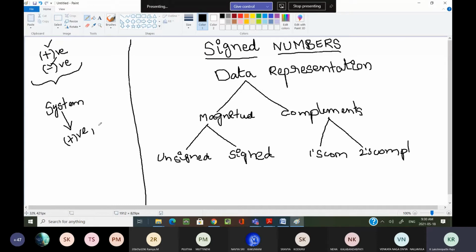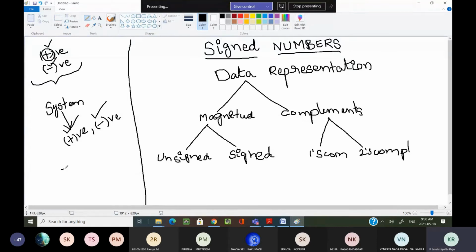Why? Because it doesn't have any intelligence or any capability to remember these symbols. Actually, these symbols are invented by human beings for the sake of human understandability. These symbols are not understood by your system. In the computer, the system does not understand these signs.